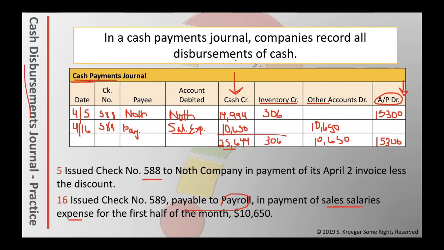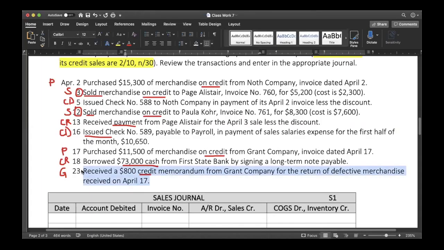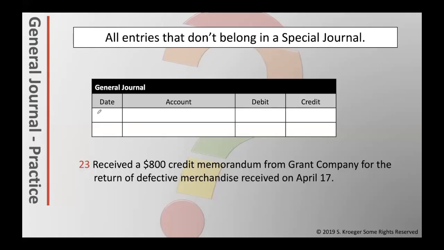We also have one other entry that we need to journalize. On the 23rd, we have an entry that goes to the general journal. Remember, the general journal is normal, just like you've been doing all semester. The debits and credits are on the separate lines. We received an $800 credit memo from Grant Company for the return of defective merchandise on April 17th. We need to put this return in, and we're going to do it into the general journal.